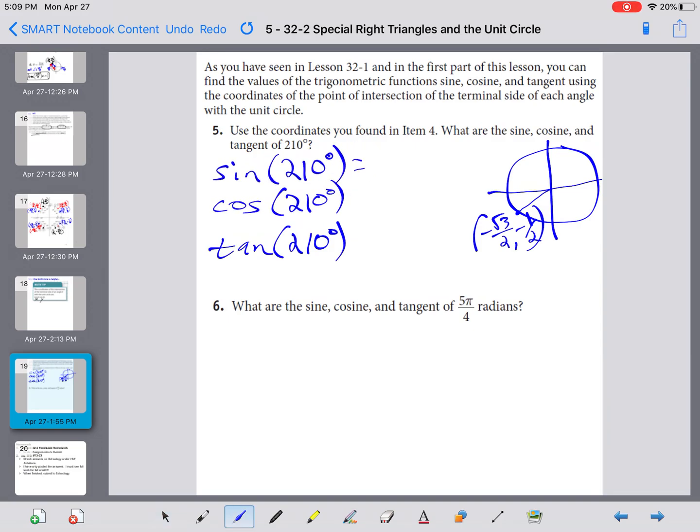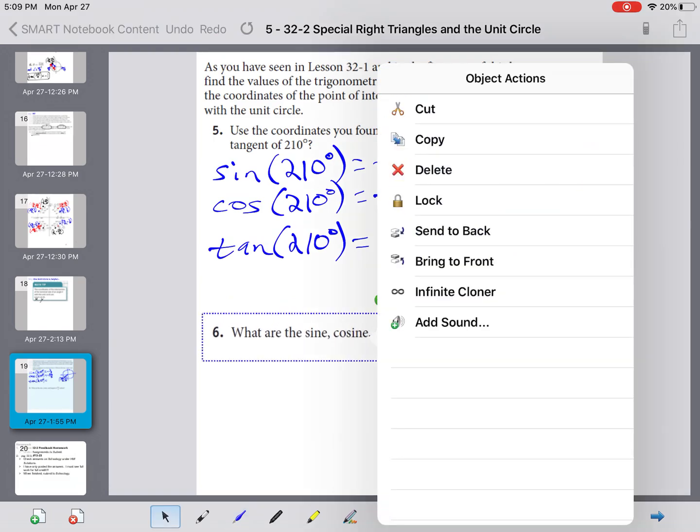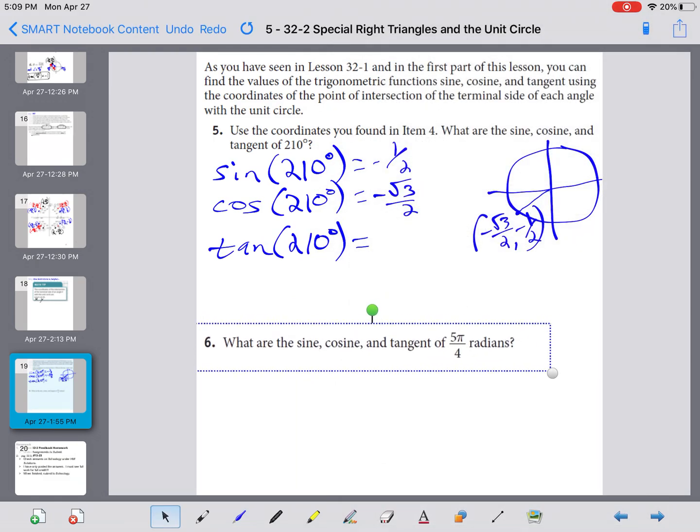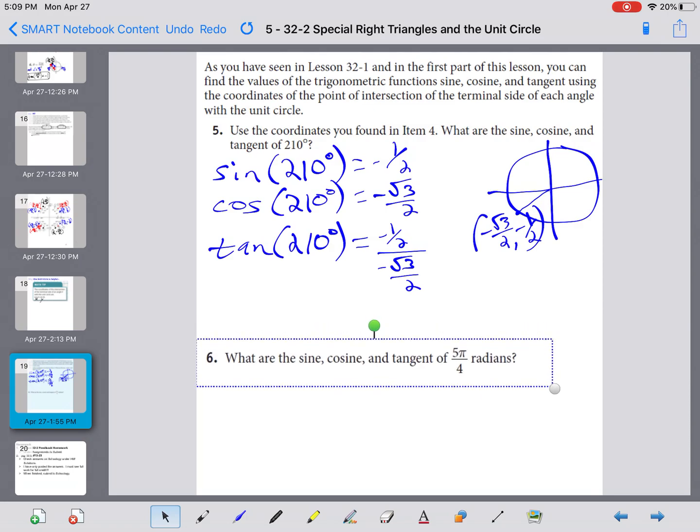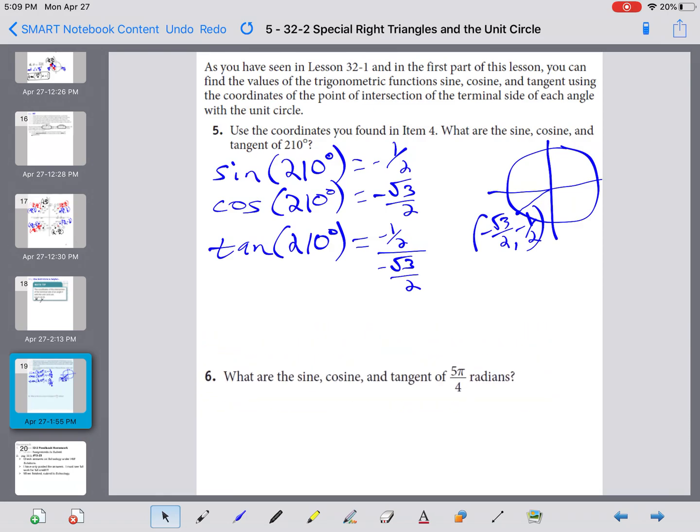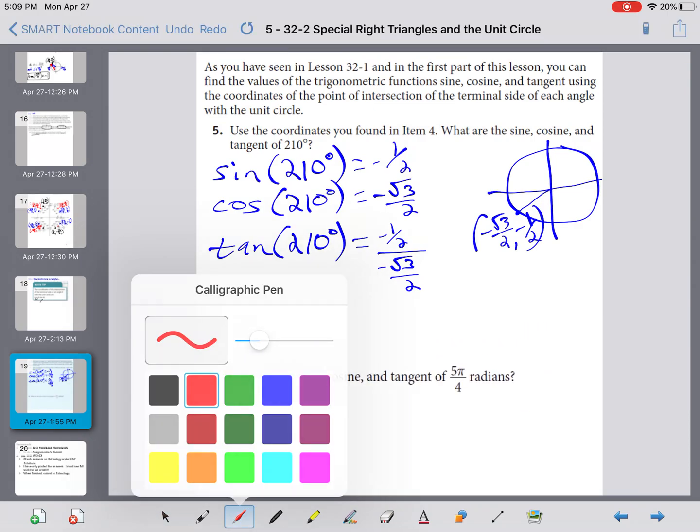Okay? The sine is the y value, negative 1/2. The cosine is the x value, negative root 3 over 2. And the tangent, now this one's a little tricky, that's why we're doing this one. But the tangent here would be y over x. So it would be the negative 1/2 divided by the negative root 3 over 2. So like we said earlier, when that happens, multiply by the reciprocal.